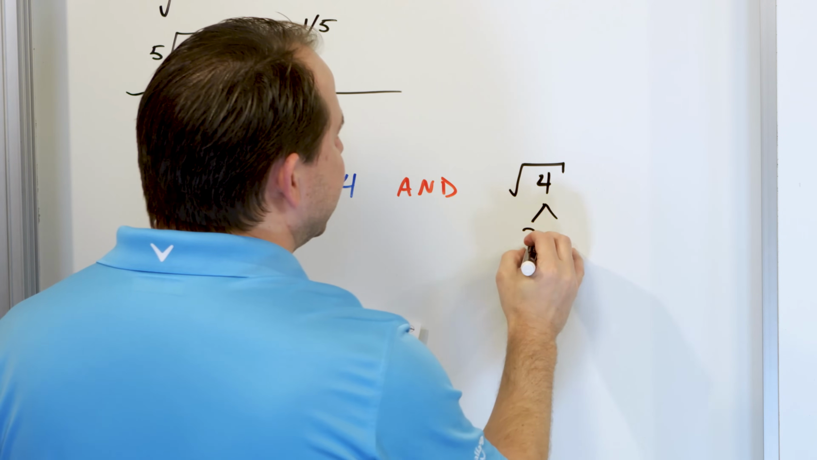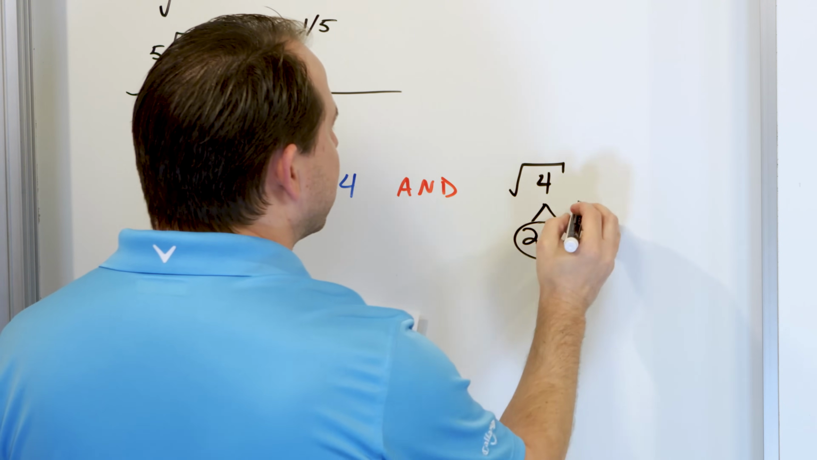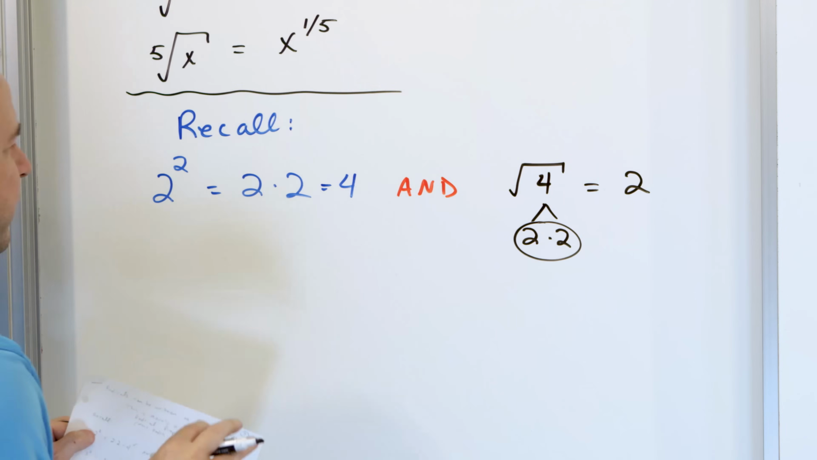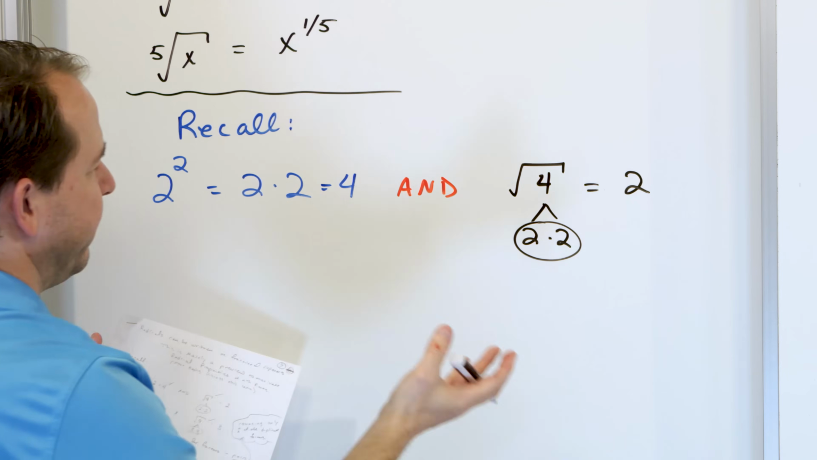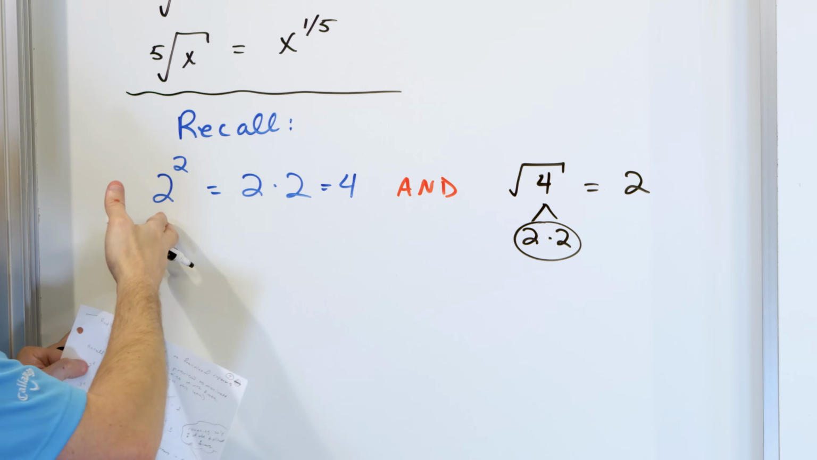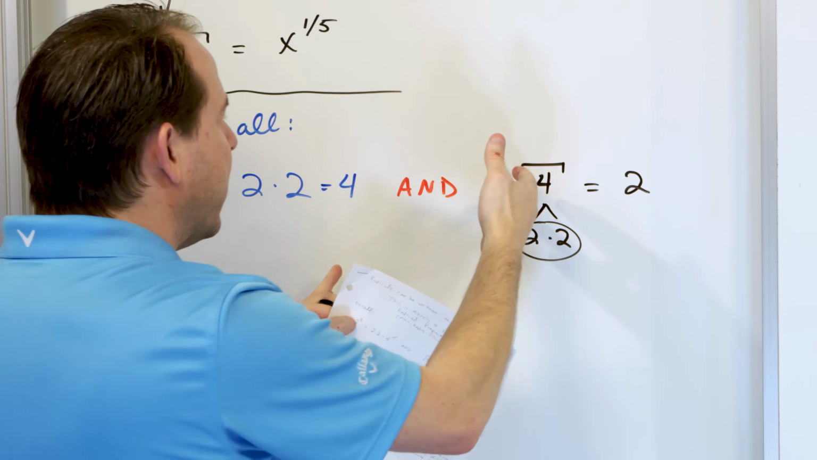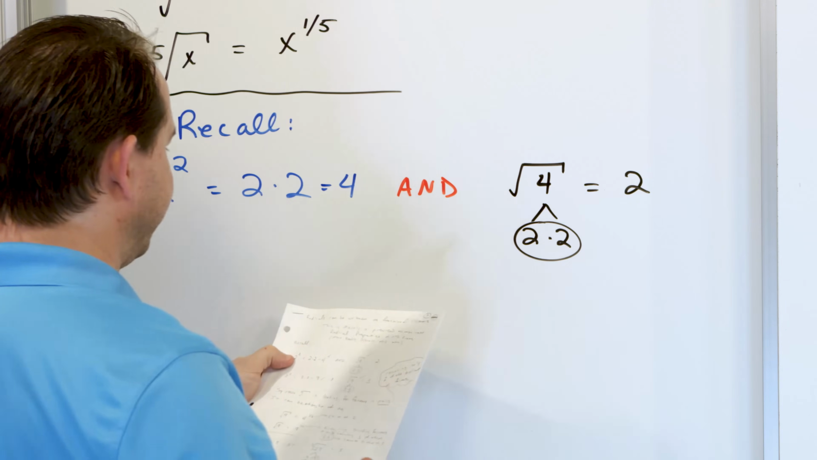What happens is you write it as 2 times 2 in a factor tree and you circle it and the answer you get is 2. So do you see how these are kind of like opposites of each other? I mean, we all know this. We've talked about it before because 2 squared gives you 4. So the square root of 4 is 2. That's why they're opposites of one another, right?